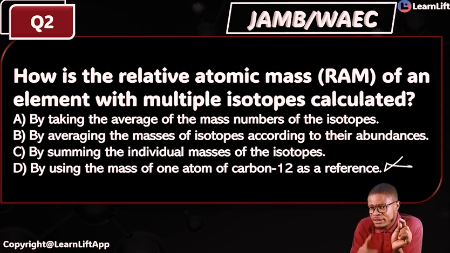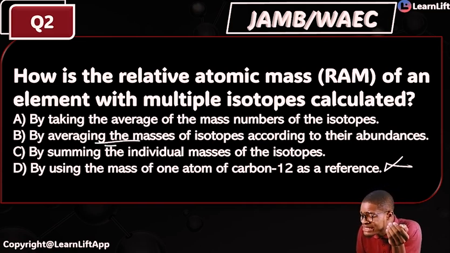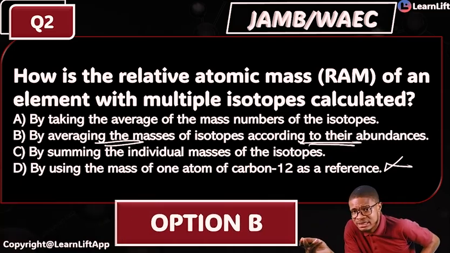No, when you are referring to carbon-12, we have entered another area. But first, look at me. We'll come to carbon-12 shortly. But please, how do you calculate relative atomic mass of an element with multiple isotopes? It's very simple. It is by averaging the masses of the isotopes in accordance to their abundances. And that makes option what? B, the correct answer.